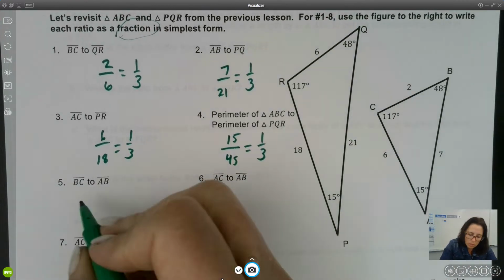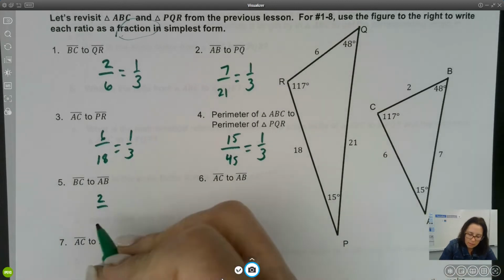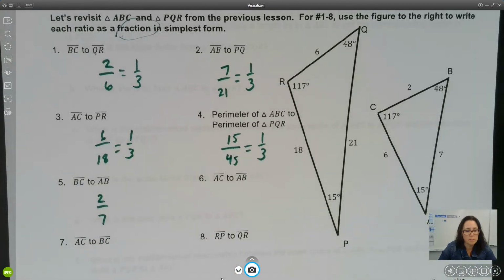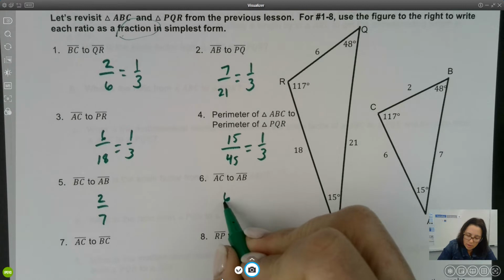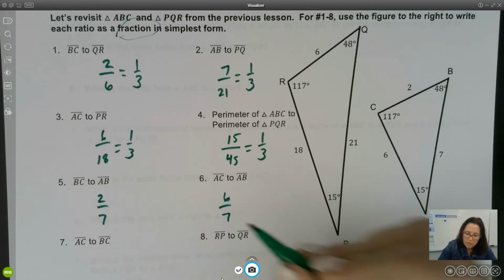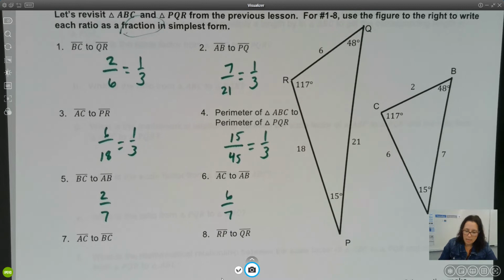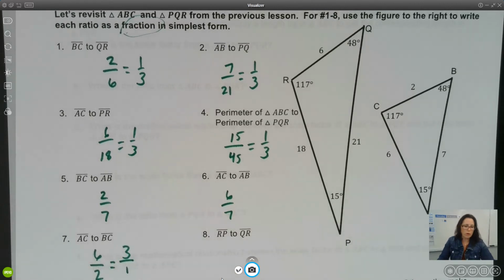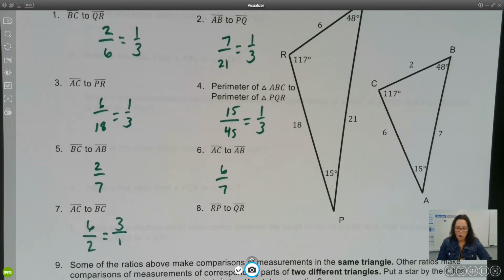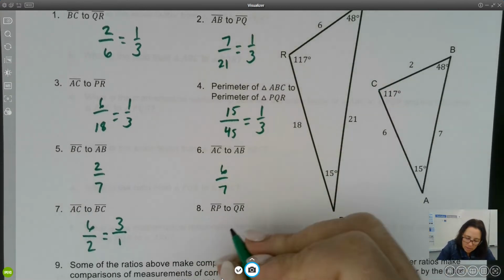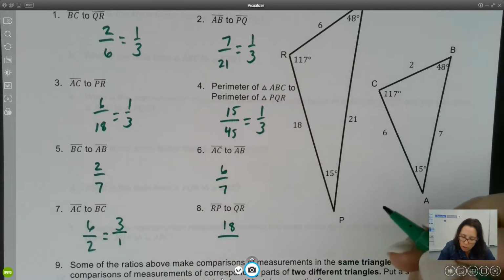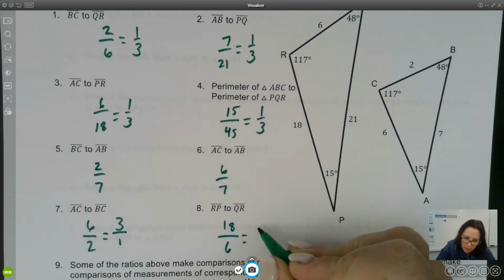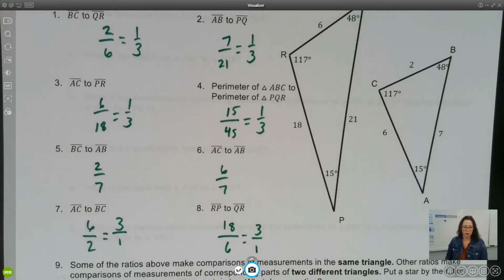BC, 2 to AB, 7. That is already in simplest form. AC is 6. AB, 7. That is already in simplest form. AC is 6. BC is 2. That simplifies to 3 or 3 over 1. RP is 18. QR is 6. That also simplifies to 3 over 1.